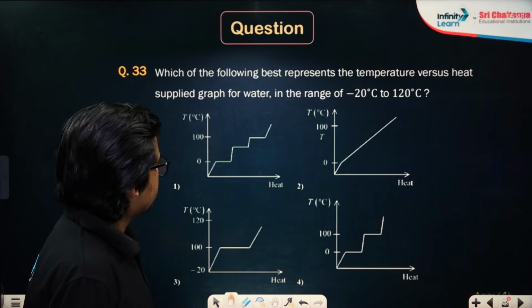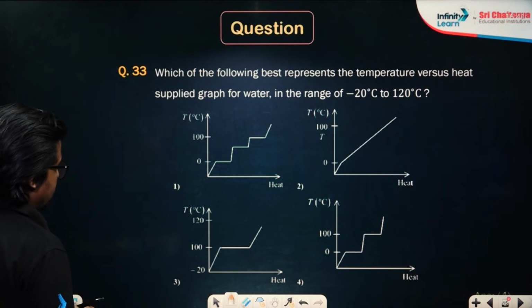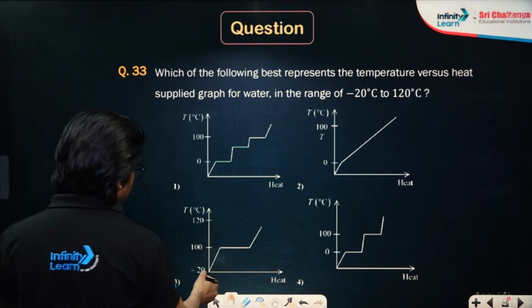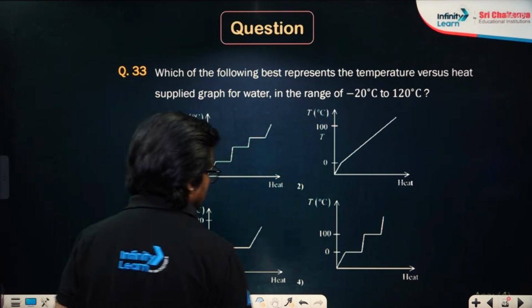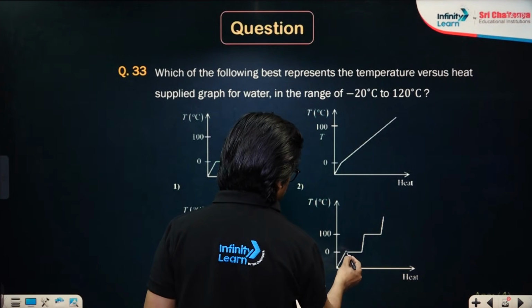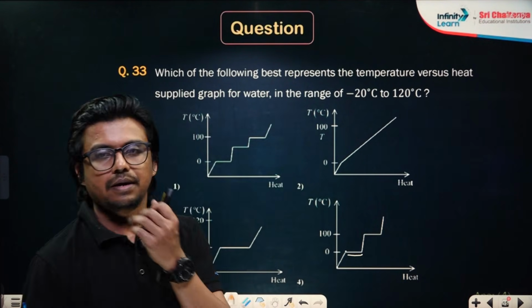And there the temperature is actually constant. So first the temperature will increase from minus 20 to 0. From minus 20 to 0, that temperature is increasing. Then temperature becomes constant where ice is melting.